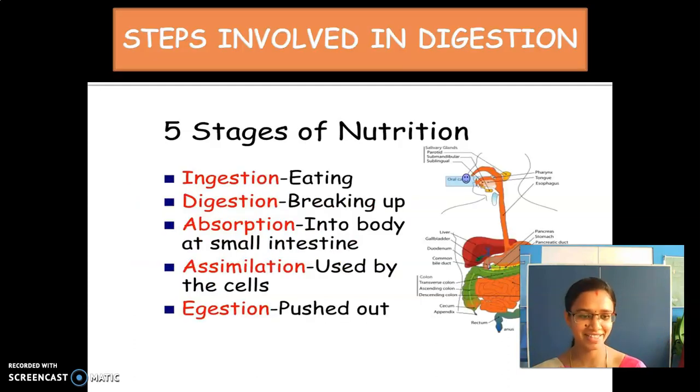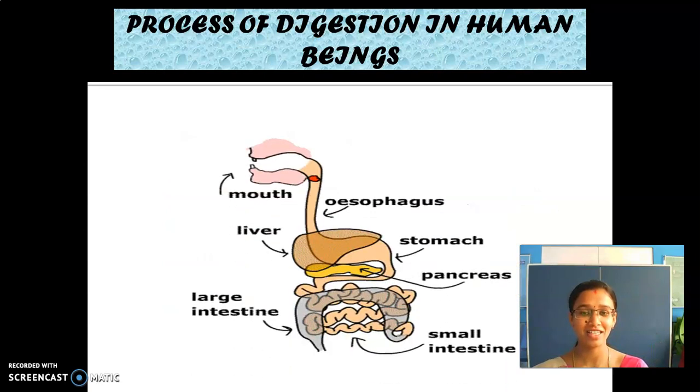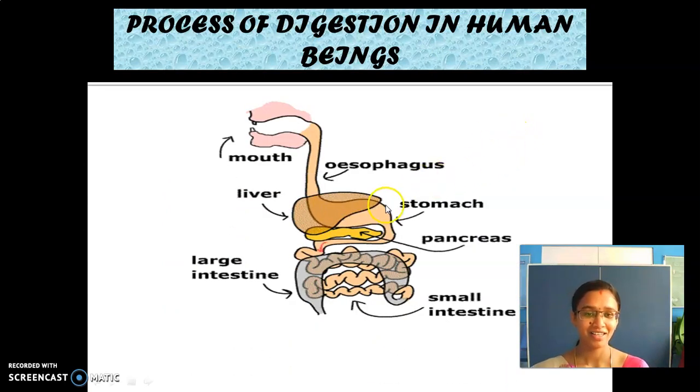So what are all the 5 steps involved? Ingestion, digestion, absorption, assimilation, and then egestion. If I ask you in your sleep at midnight, you must get up and tell me this. So see here, this is the process of digestion.